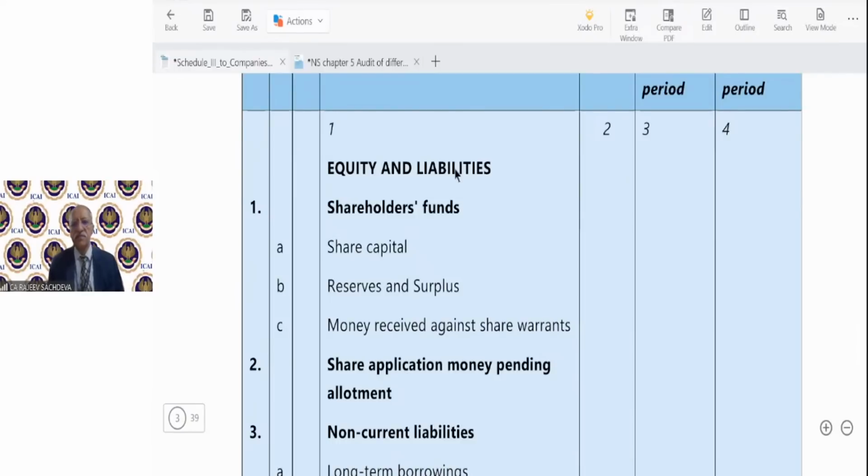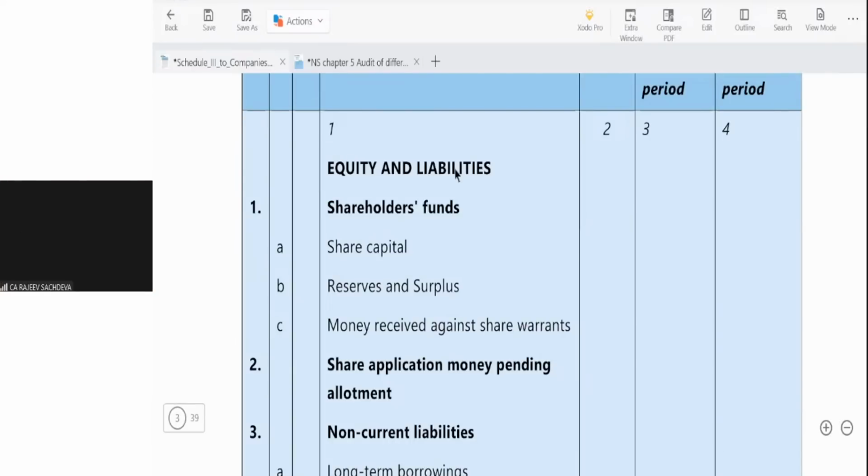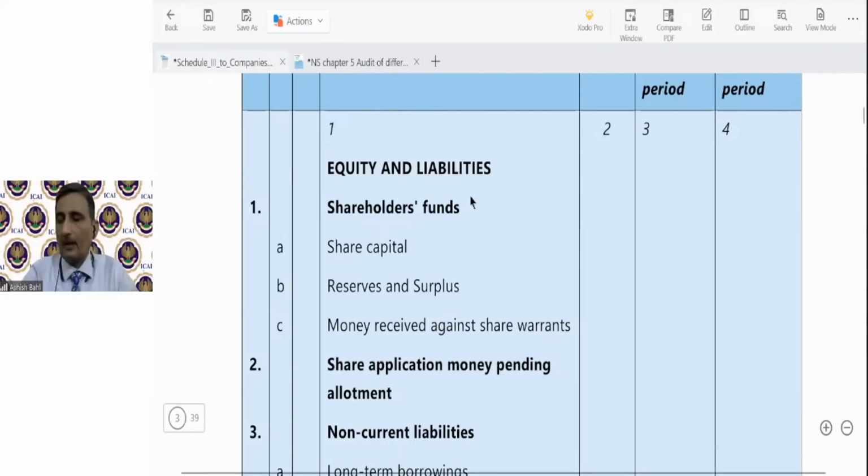Yes, sir. Yes, sir. So these were the words of wisdom from Rajiv, sir. So shall we start the chapter, sir? Yes, sir. You can continue, sir. Okay. Thank you, sir.